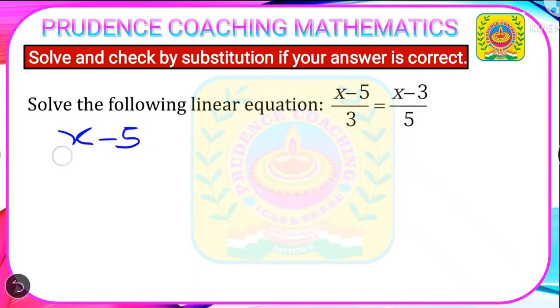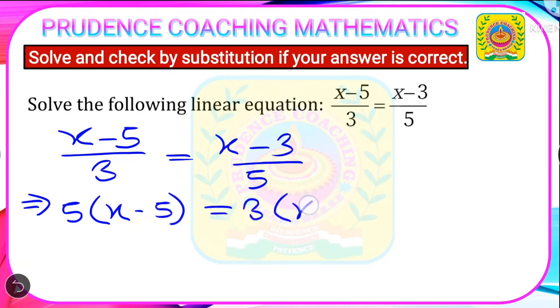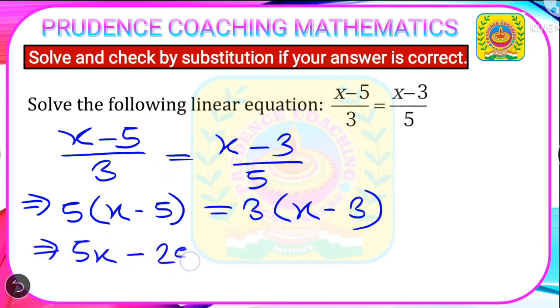x minus 5 by 3 equals x minus 3 by 5. Whenever you get this type of sum, first you need to cross multiply. So cross multiplication means this 5 will be multiplied with this one, this 3 will be multiplied with that one. So you will get here 5 into x minus 5, and on the other side you will get 3 into x minus 3. So here you will get 5x minus 25, because 5 into x is 5x and 5 into minus 5 is minus 25. Similarly here you will get 3 into x, that is 3x, and 3 into minus 3 will get minus 9.